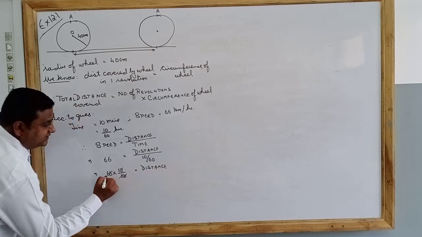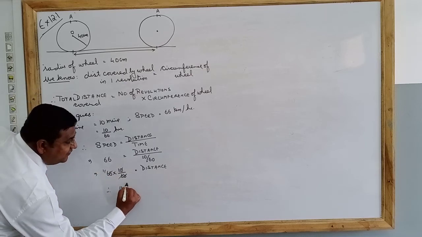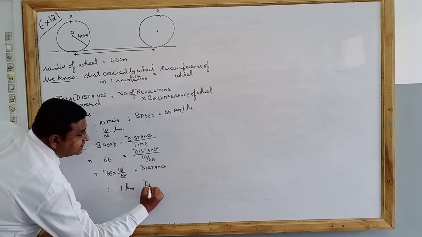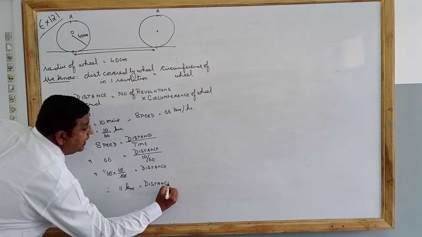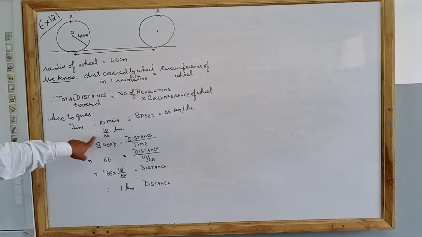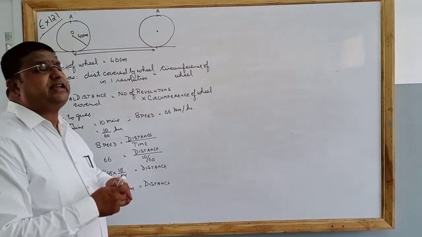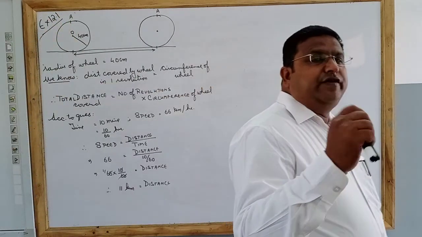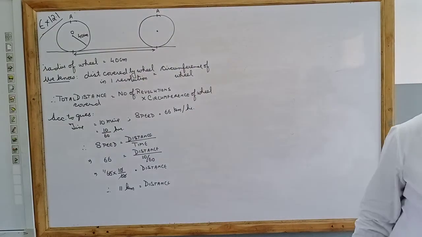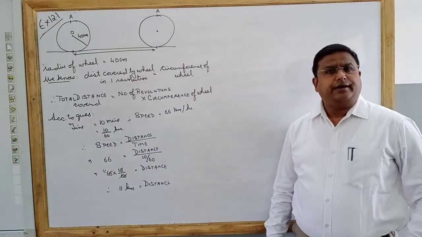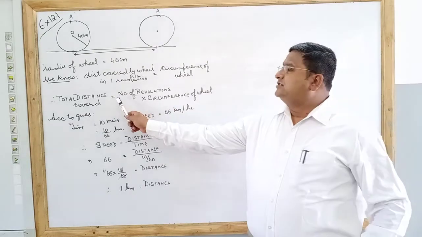0, 0, 6, 1 are 6, 11. So therefore 11 kilometers is the distance covered by the car in how much time? 10 minutes. 11 kilometers is the total distance these wheels have covered. Definitely, a wheel cannot cover 11 kilometers in one revolution. Agreed? So, here comes the relation now.